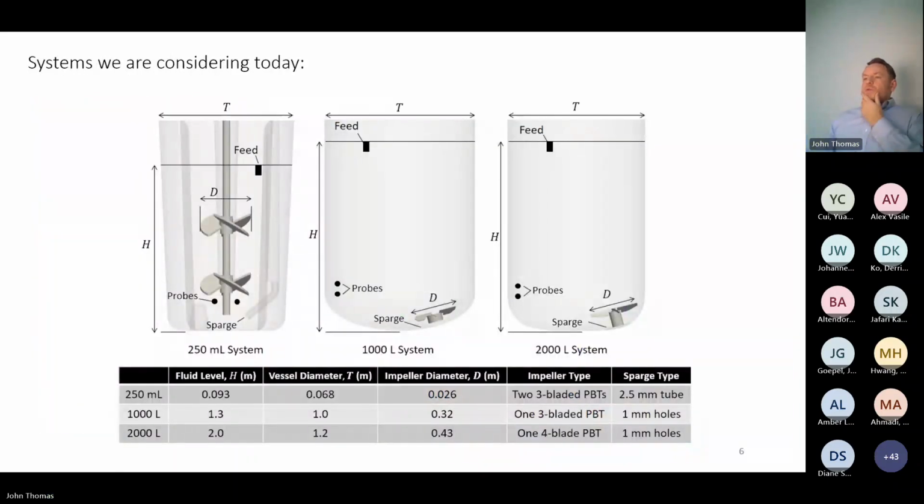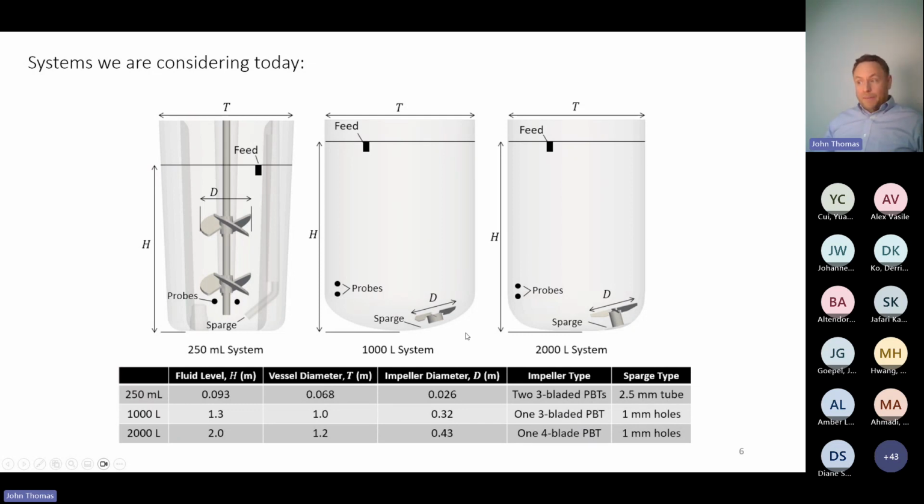Let's carry on. We're talking about 3 systems today. We're going to be talking about Ambr 250, a 1,000 liter bioreactor, and a 2,000 liter single-use bioreactor. Both of these are single-use bioreactors patterned after the XDRs. Some notional properties here: we've got notional fluid levels that are filled to about 80% capacity.